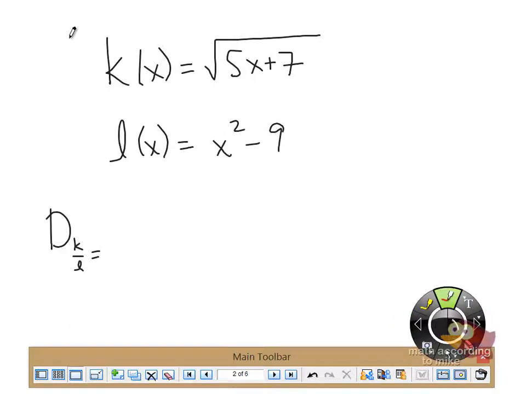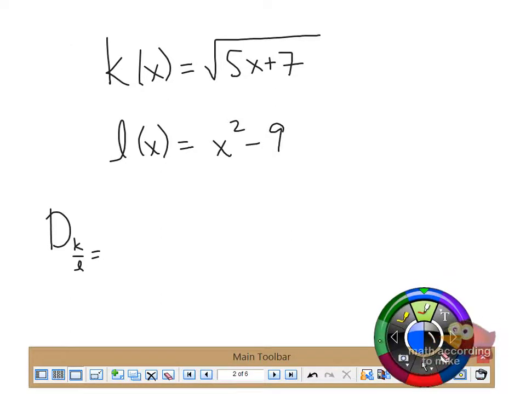The domain of k over L will be all numbers common to both except for the denominator 0. What's the domain of k? What type of function is k? Square root function, and if only you had a question on your test that says, how do you find the domain of a square root function? Set the radicand to be greater than or equal to 0. So if we subtract 7 and divide by 5, we get the domain of k to be x greater than or equal to negative 7/5.